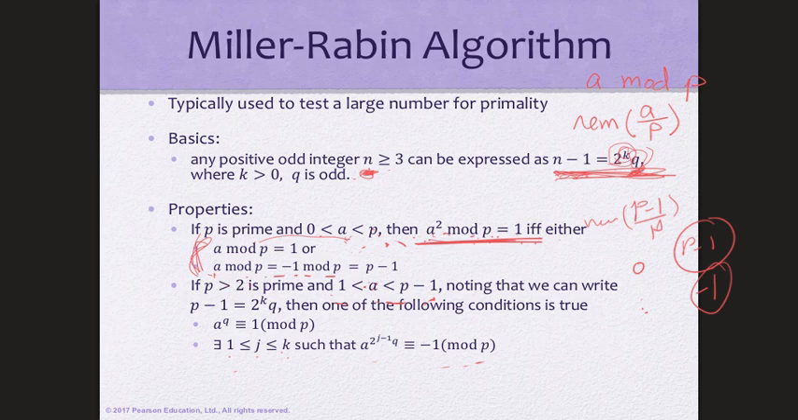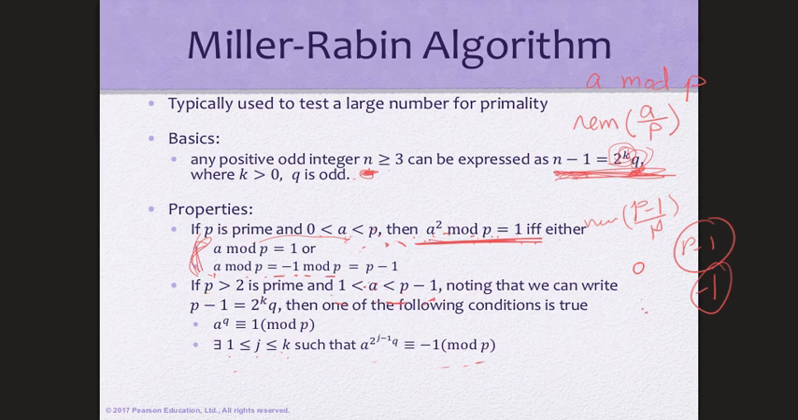Okay, so it says if you have a prime number which is greater than 2 and some integer A which is greater than 1 and less than the prime number minus 1. There's no mod anything here. A is less than this number P minus 1, right?